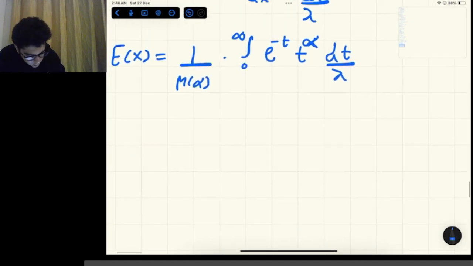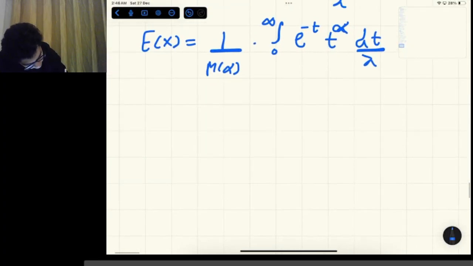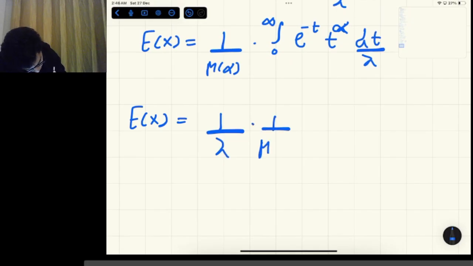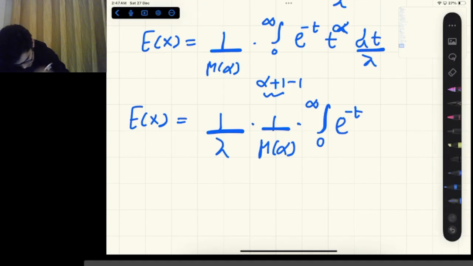Now lambda is also a constant term, so I can take that out common. So this gives me e to the power x 1 upon lambda into 1 upon gamma integral 0 to infinity e to the power minus t. Now I have t to the power alpha, but I need a form where I have t to the power alpha minus 1. So I can write alpha as alpha plus 1 minus 1, right? And this will become my new shape parameter that will come inside my gamma integral. Let me explain you.